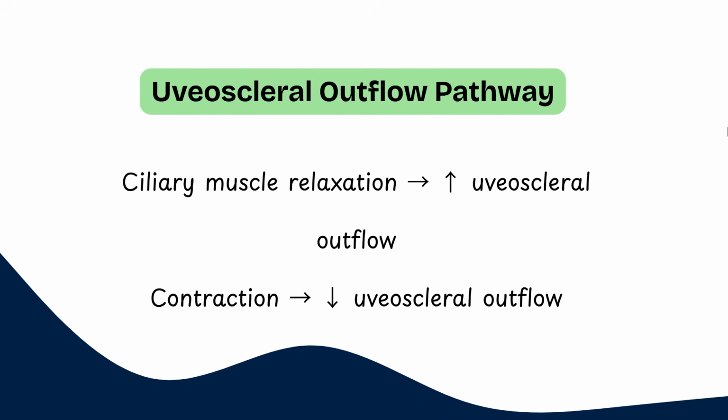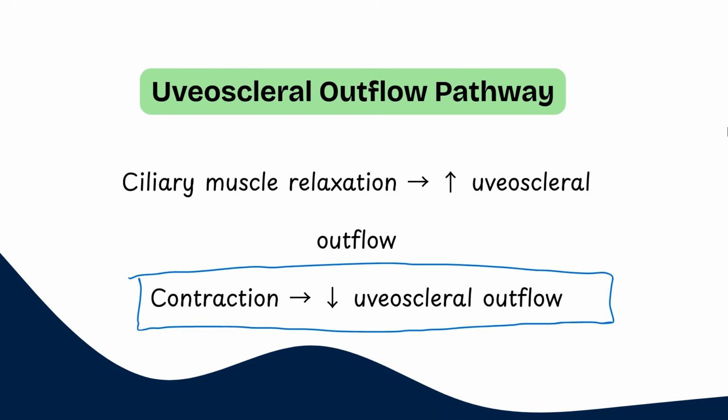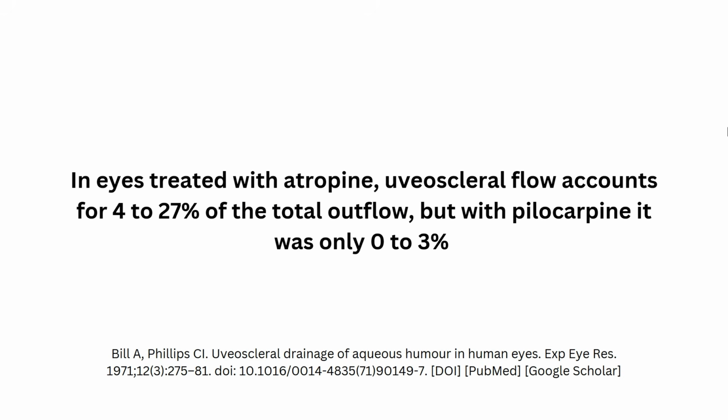Alright, so now let's discuss the uveoscleral pathway. How does it change with the contraction and relaxation of the ciliary muscle? By now you should be very clear that ciliary muscle contraction increases the trabecular outflow. But what about the ciliary body? The aqueous humor is passing through the interstitium of the ciliary muscle, right? So if there's contraction of the ciliary muscle, the interstitial spaces will become narrow, and therefore there will be decreased uveoscleral outflow. Ciliary muscle relaxation, on the contrary, and therefore cycloplegia, is going to increase uveoscleral outflow.